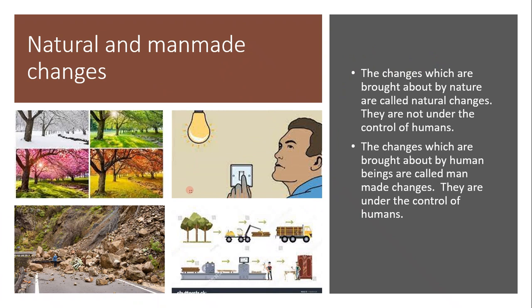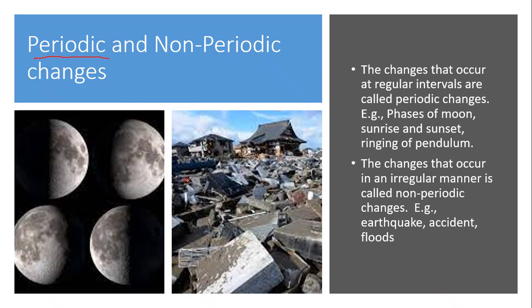Let us go next, periodic and non-periodic changes. The changes that occur at regular intervals are called periodic changes. For example, phases of the moon. See, these are the phases of the moon, right? As I told, the moon is getting full, then getting to a crescent and then to no phase, right? While going like this, the process is called full moon day, and this is called a periodic change.